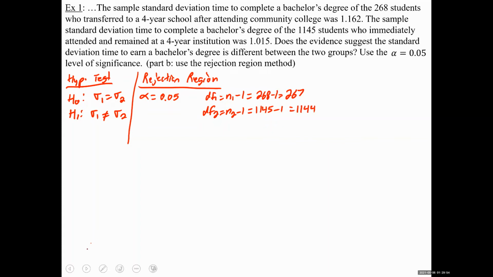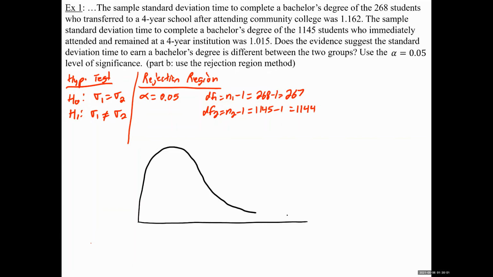Then you draw a picture. This is the F distribution that I'm drawing. It looks like chi-squared, so you just draw something that looks like that and label it F distribution. Okay. Now, is this a left tail, right tail, or a two-tail test?